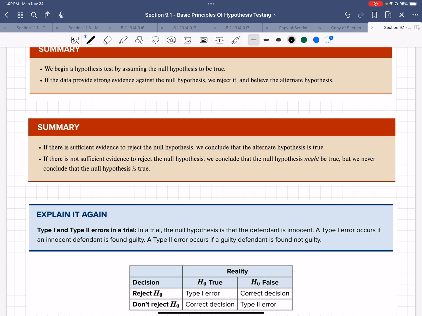Guys, you're not actually going, the null is true. You're just going, we can't reject it. There's not enough evidence to reject. Okay?